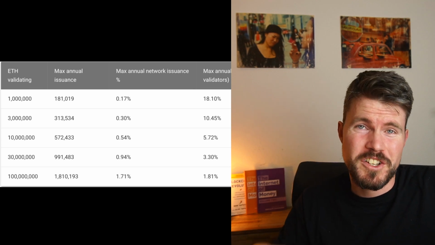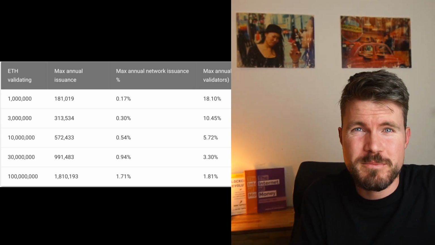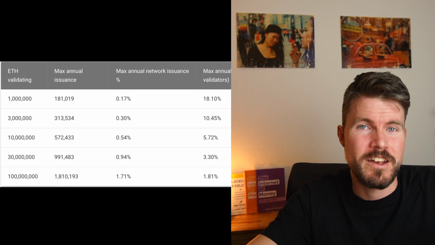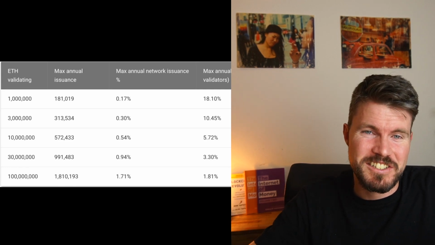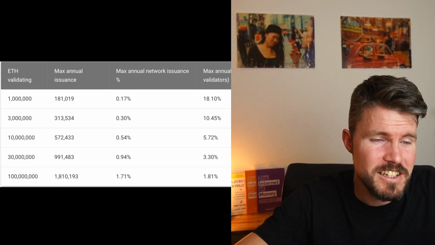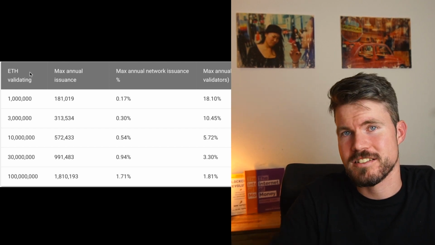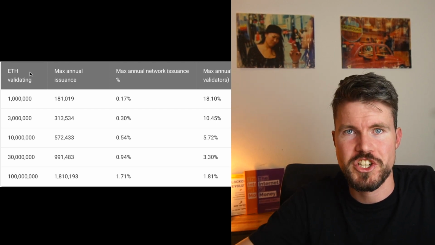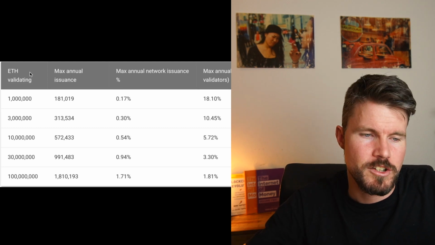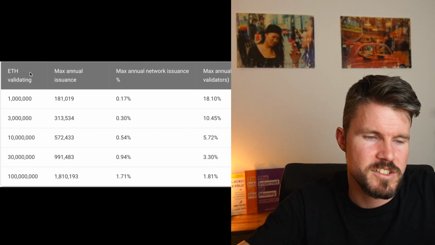So let's talk about the current staking rewards, which seems like a very hot topic for retail as well as institutional investors. And the staking rewards depend entirely on the amount of ETH that is locked up in the Ethereum 2.0 blockchain. The more ETH that is locked up, the lower the staking rewards.